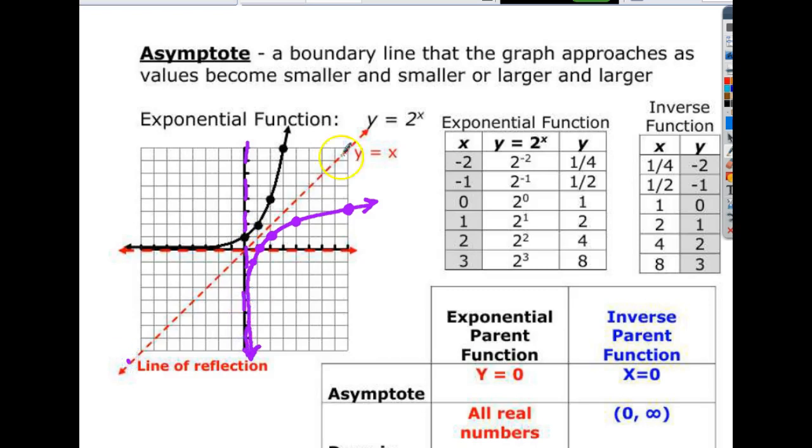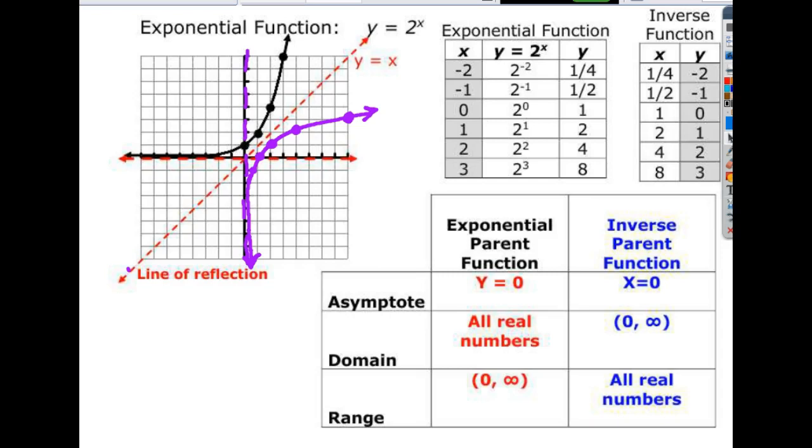This red dotted line that goes through the middle here is the line y equals x. If you folded it on this line, the exponential and the logarithm graphs would match. That was one of our definitions of an inverse. If you have an inverse and you switch the x and the y, then the domain and the range switch. If you switch the x and the y, a y equals asymptote becomes an x equals asymptote. So please fill this chart in on your notes.